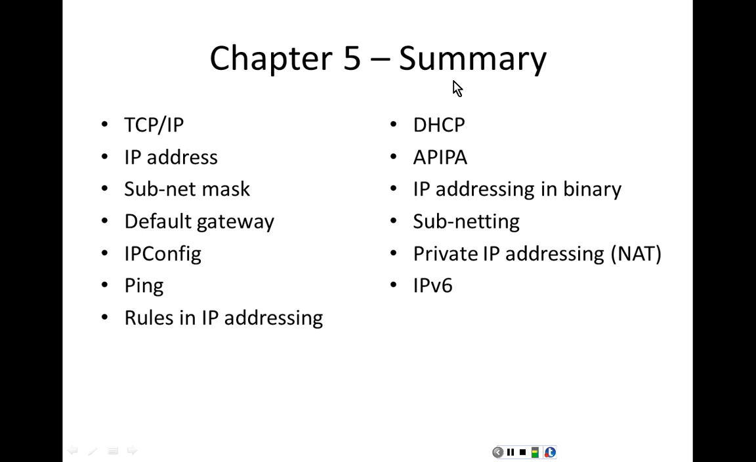Chapter 5, Summary. In this chapter we discuss TCP/IP, the protocol that allows computers to communicate. We looked at the IP address, the subnet mask, and the default gateway. We looked at the ipconfig command and the ping command, and we looked at rules in IP addressing. We looked at the dynamic host configuration protocol, automatic private IP addressing in binary, subnetting, private IP addressing, also known as NAT, and IP version 6.